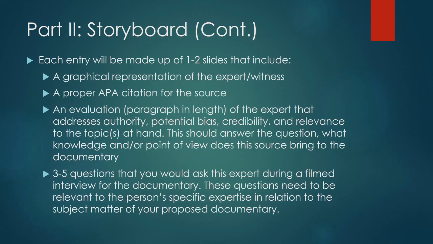Each entry will be made up of 1 to 2 slides that include a graphical representation of the expert or witness. This can be a photograph of the person in question if available. It can be an image of a book or the first page of a journal article that a certain person authored, if you're using that person as an expert or witness. But if you can't find any of those, or if none of those are applicable, find any image that might represent that source or person that you're consulting with. Each entry will also include a proper APA citation for the source.